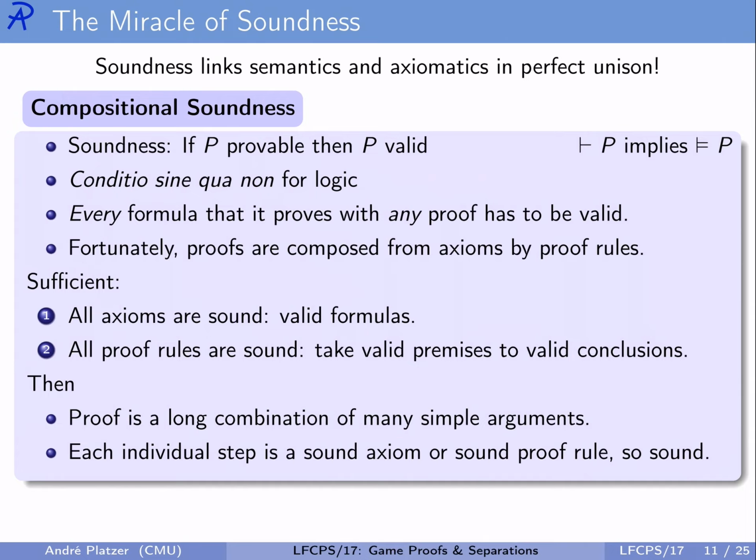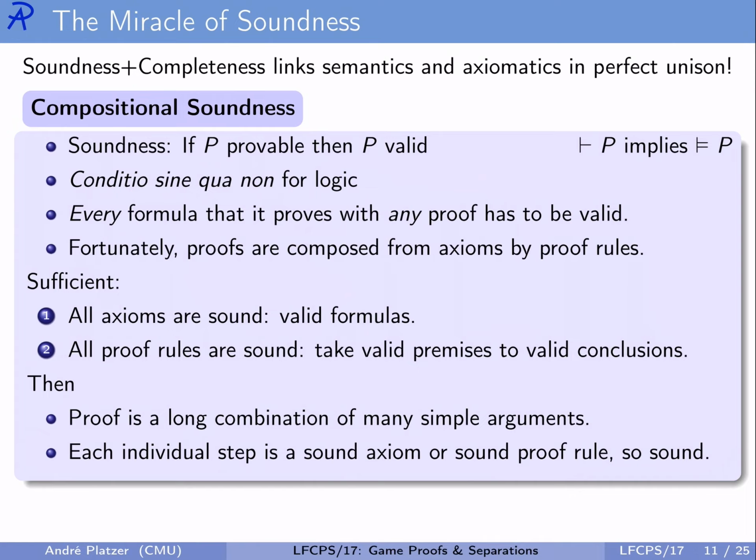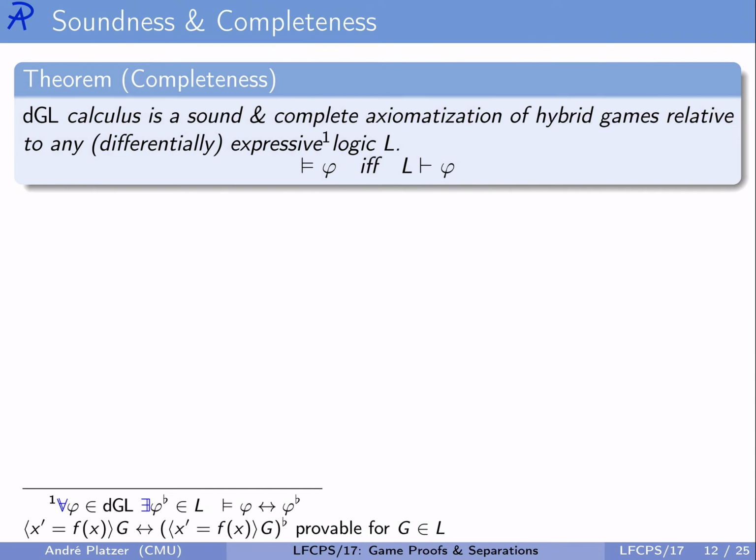Moreover, however, the miracle of soundness has a twist because soundness and completeness together link semantics and axiomatics in perfect unison, because you can show something like a converse. You can indeed prove that the differential game logic calculus that you saw is a sound and complete axiomatization of hybrid games relative to any differentially expressive logic. That means if formula phi in differential game logic is valid, if and only if you can prove the formula using the axioms and proof rules of differential game logic from just elementary tautologies of this differentially expressive logic.